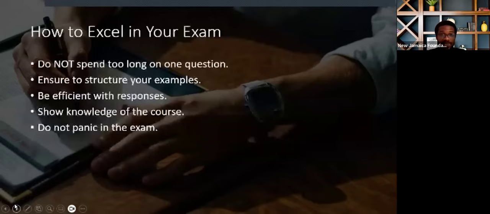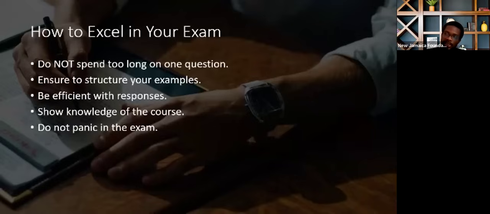Also, how to excel in your exam. 1, do not spend too long on one question. You will see when you open your paper that there's section A, B, C, and D. Answer all questions. For sections A and B, it is not recommended that you take more than 35 minutes on that essay. And for C and D, it's not recommended that you take more than 55 minutes on each essay. That comes up to 3 hours.